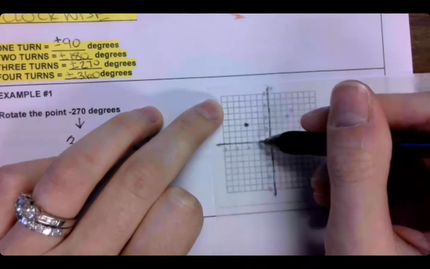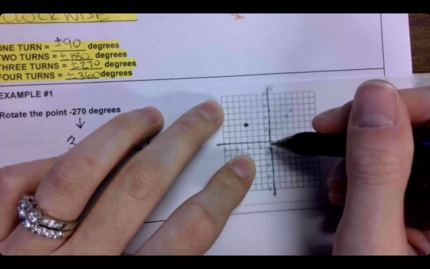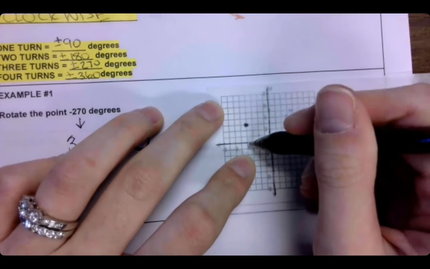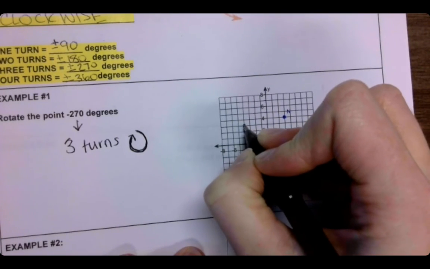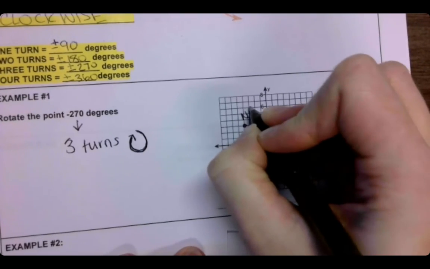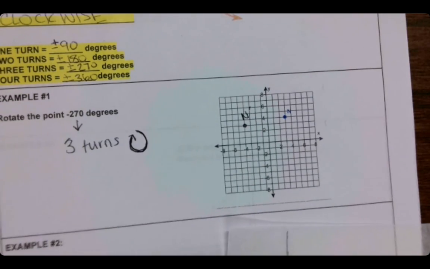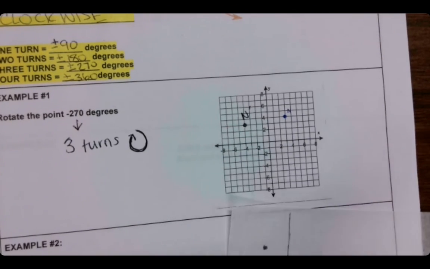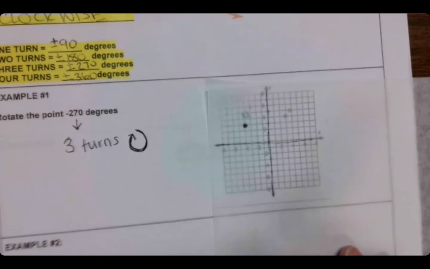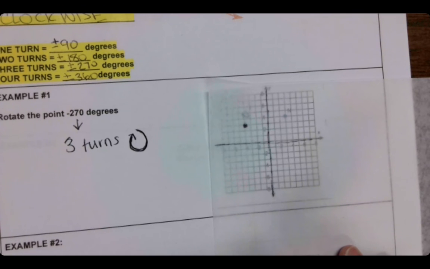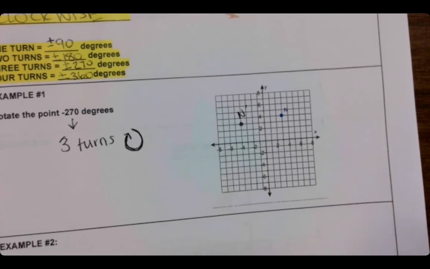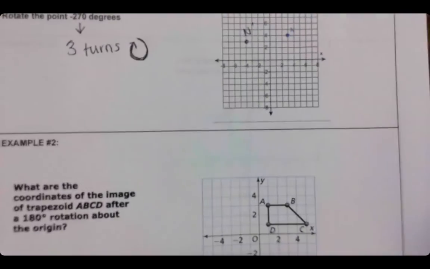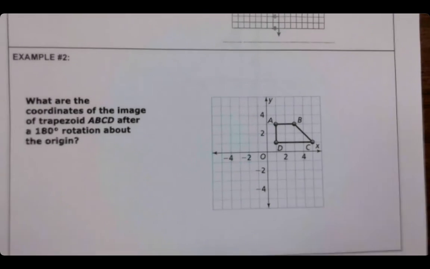So if you notice, it is at negative 4, comma 3. Negative 4, comma 3. And we are going to label that N prime. Okay, so again, negative 4, comma 3 was that rotated negative 270 degrees. Okay, so that's kind of what we're doing. So obviously with 1 point, it's a little bit easier than what we're about to do with all the points.